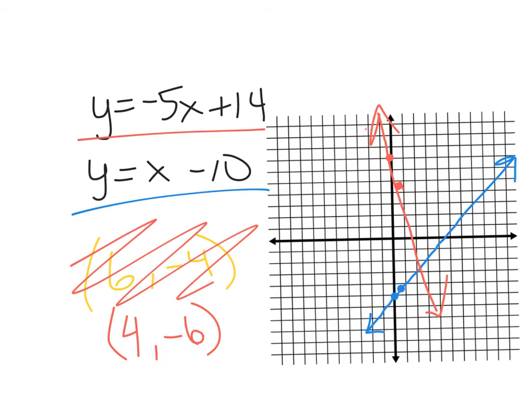But you can always check your work. You know how you check it? You take this point and you plug it in where the x and the y is and see if it's correct. So I would say -6 equals -5 times 4 plus 14. And you would come out with -20 plus 14 does equal -6. All right, good?